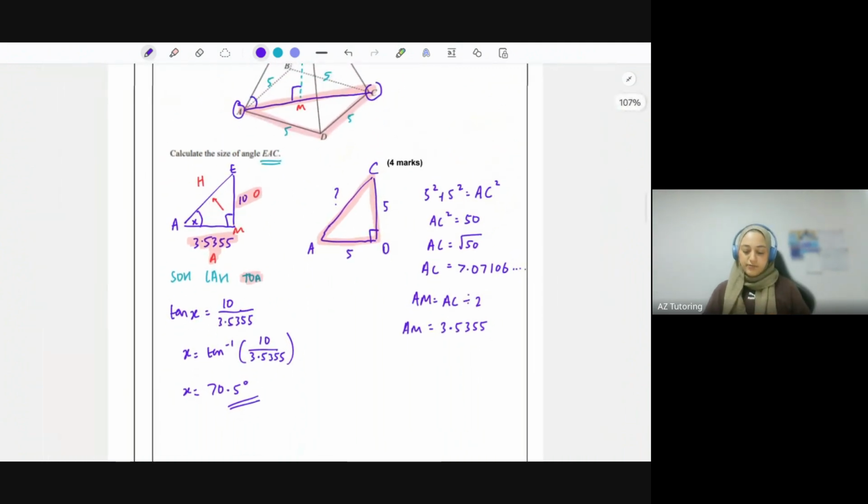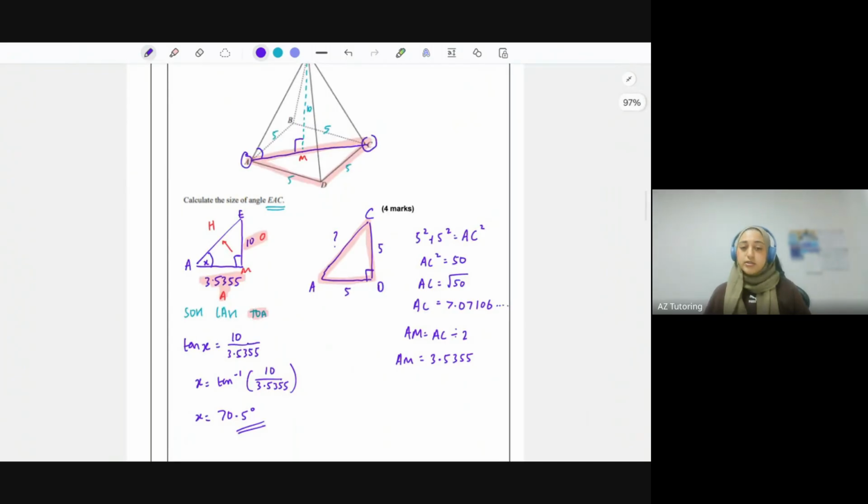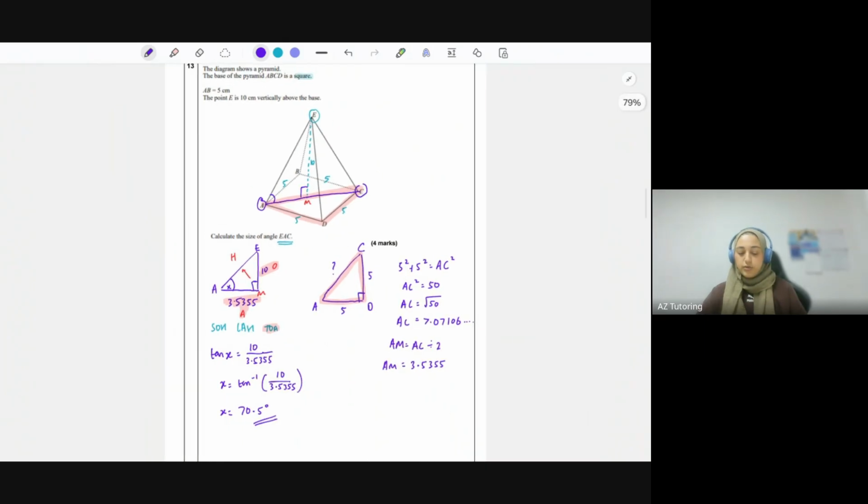That's my final answer. Is it a sensible answer? It is, because it's an acute angle, less than 90. So 70.5 seems like a reasonable answer. So that's another format question with 3D, Trig, and Pythagoras.